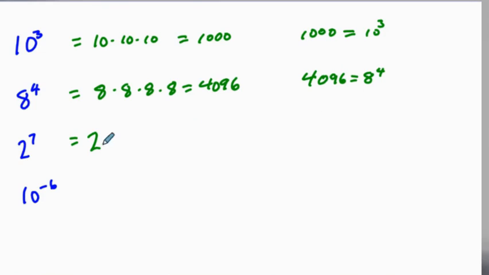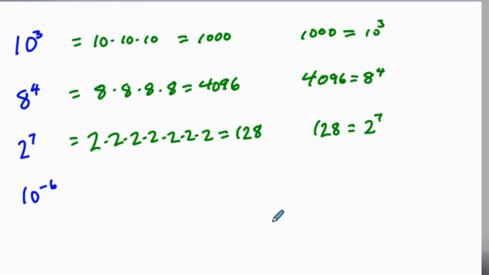2 to the 7. Once again, we have a whole bunch of 2s: 4, 5, 6, 7 2s. When you have 7 2s and you multiply those together, you have the number 128. So 128 is 2 to the 7.